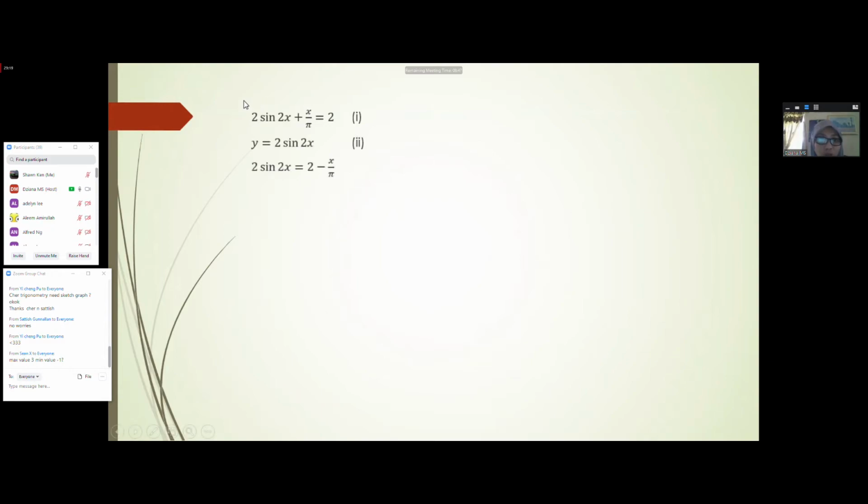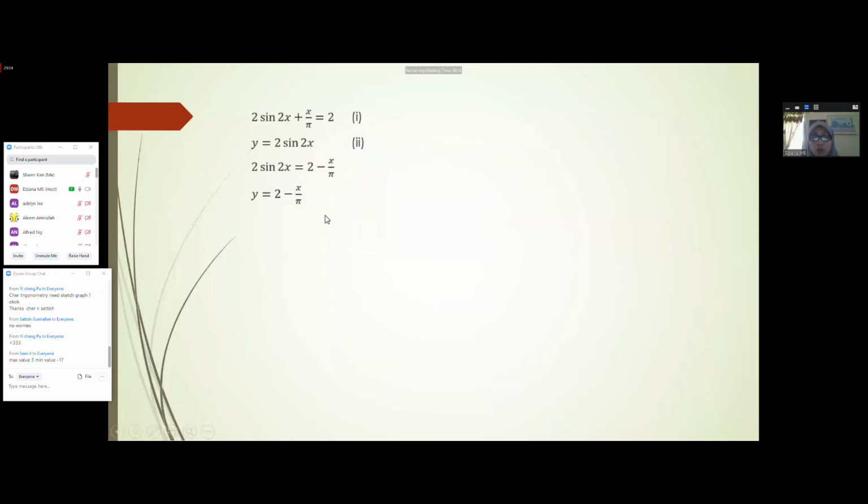So from this equation, I rearrange 2 sine 2x as my subject. I bring the x over pi to that side, so it becomes 2 minus x over pi. I know that 2 sine 2x is y, so I just replace 2 sine 2x with y. So I have y equals 2 minus x over pi. Is that clear? So this is actually your straight line.